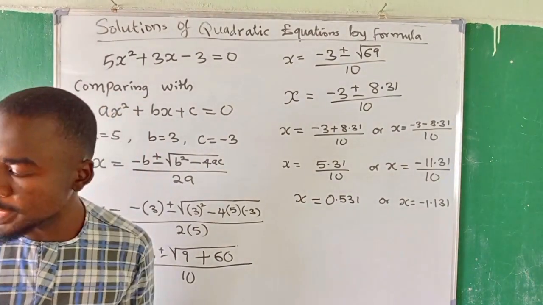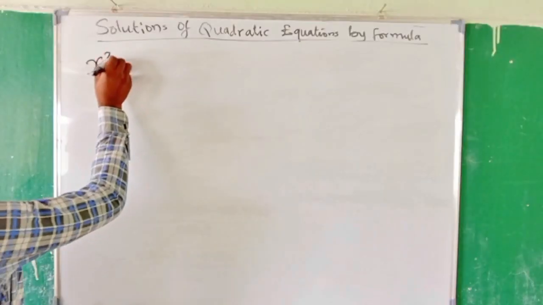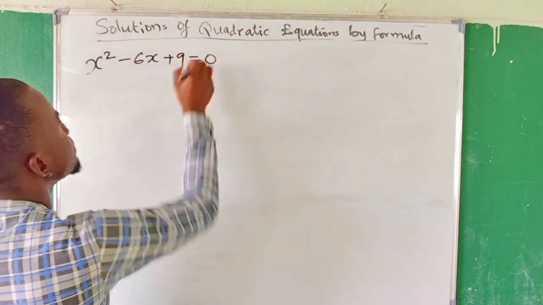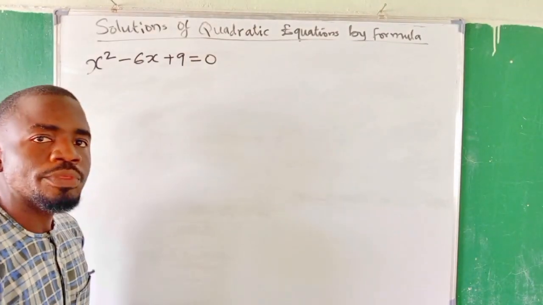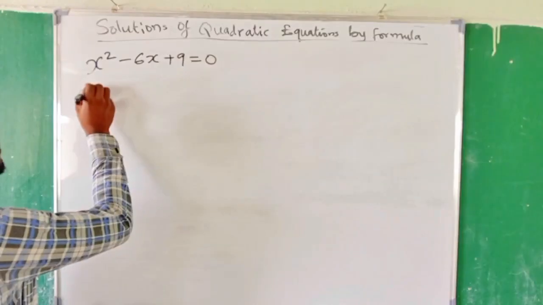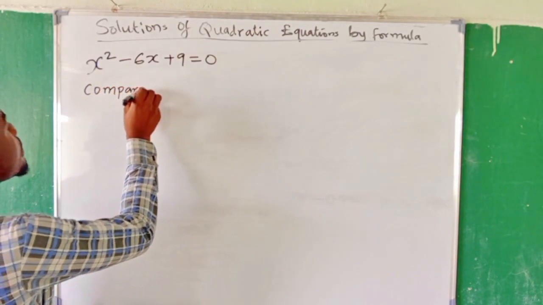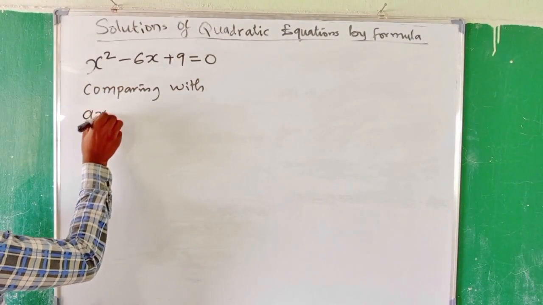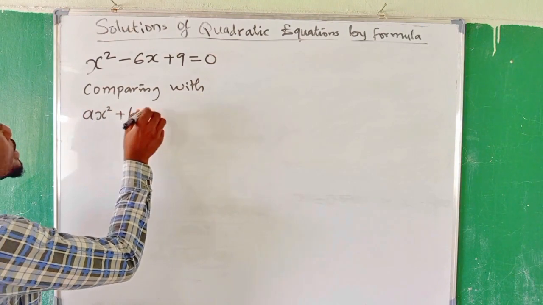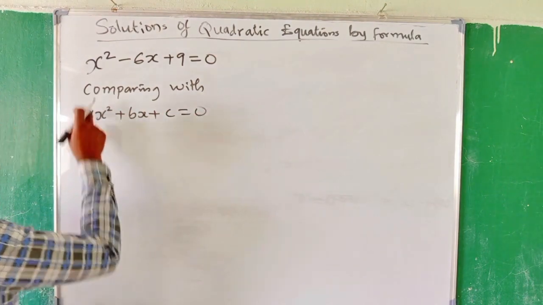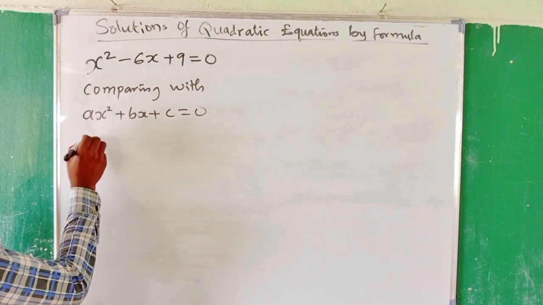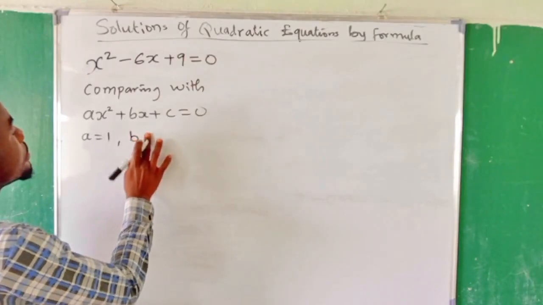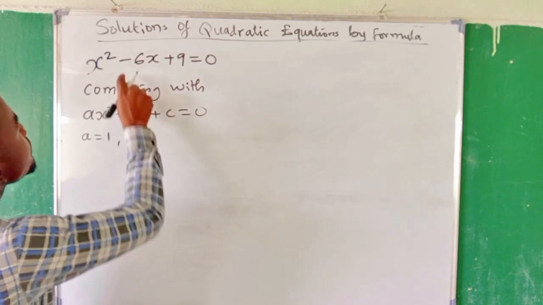Now let's go into the second example. x squared minus 6x plus 9 is equal to 0. And let's solve this by the quadratic formula method. When we compare with the general form, which says ax squared plus bx plus c is equal to 0, our a here is 1, that's the coefficient of x squared. a is equal to 1 and b is equal to minus 6.